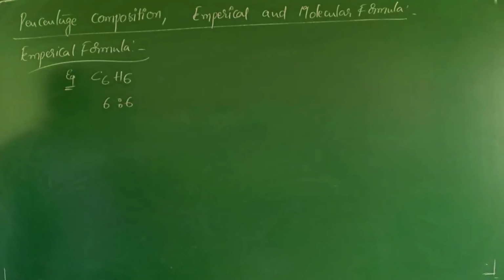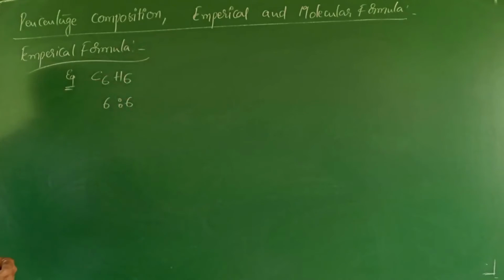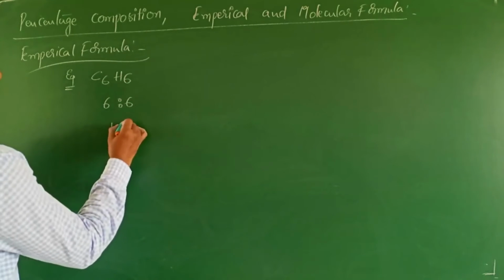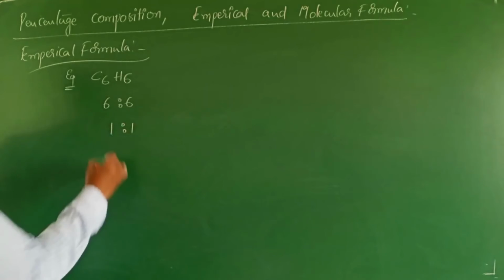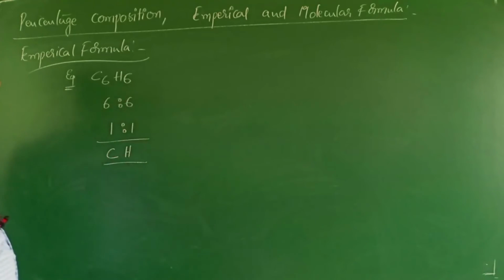These are in the ratio 6:6. But according to the definition of empirical formula, we should take the simplest whole number ratio. That means it should be 1:1. Therefore, what is the empirical formula of benzene? It is carbon and hydrogen, CH.